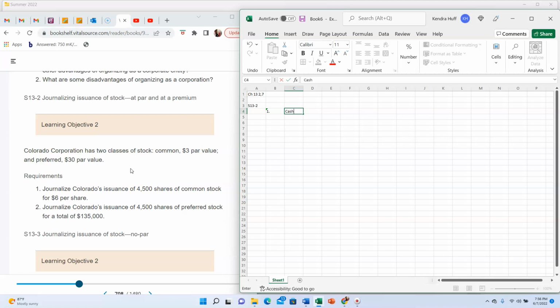Okay, so we're going to get cash. Common stock is going to be credited because it is being issued and equity is increasing. And then I received $6 per share. It has a par value of 3, so I'm also going to have paid in excess of par. All right, so my cash, I'm getting 4,500 shares times $6.